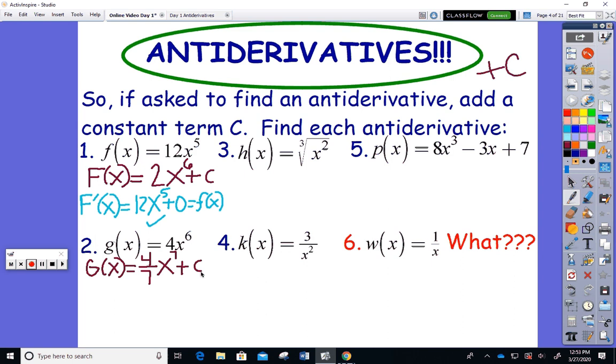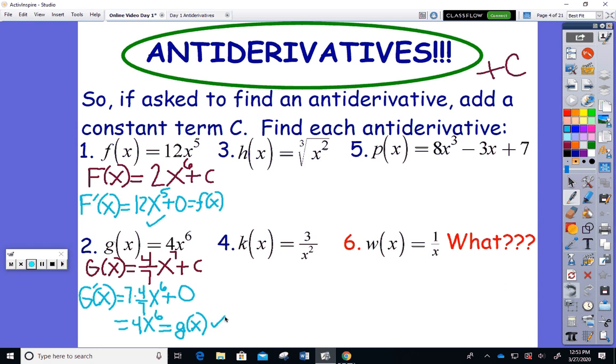Now, let's check that out. And I'm not going to show the check work on every one, but I do want you to remember this is the way you check your work. So if I do g prime, it's 7 times 4/7 x to the 6th plus the derivative of c is 0. Sorry, you know how my board sometimes doesn't mark it where I want it to. Well, that is going to be 4x to the 6th. That does equal the little g of x I gave you to begin with. That means I've done the problem correctly.